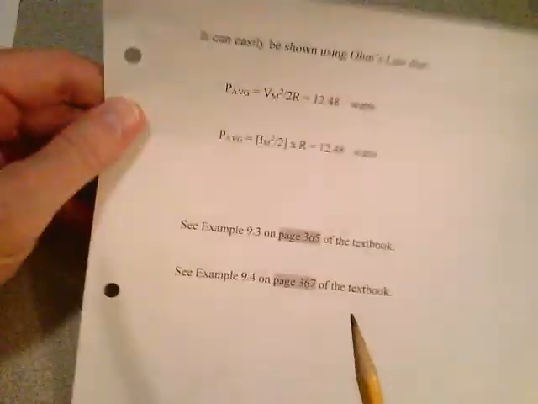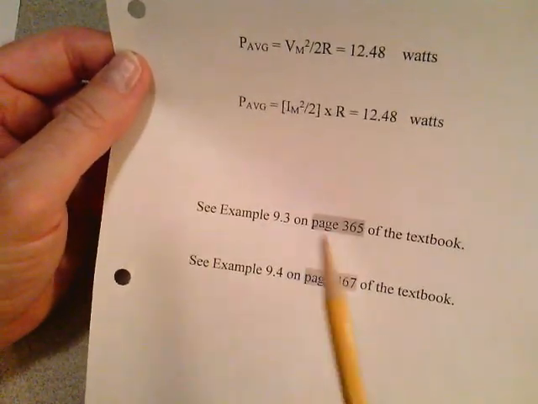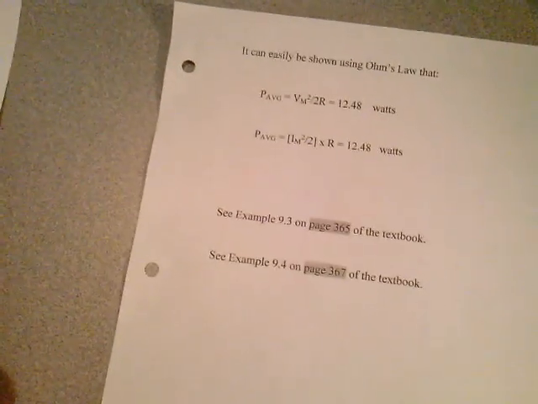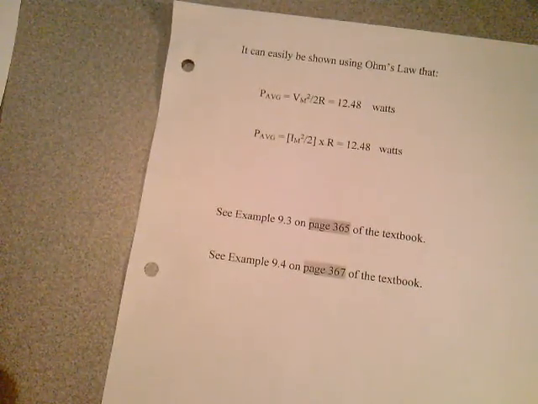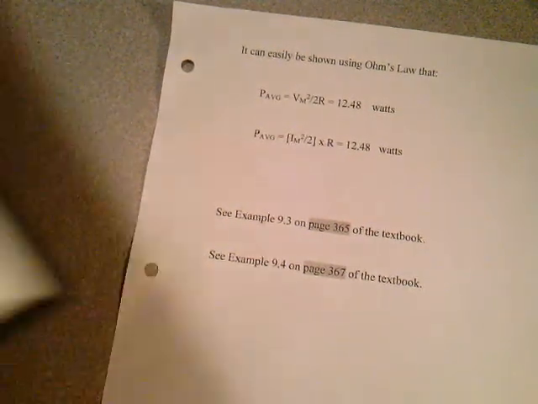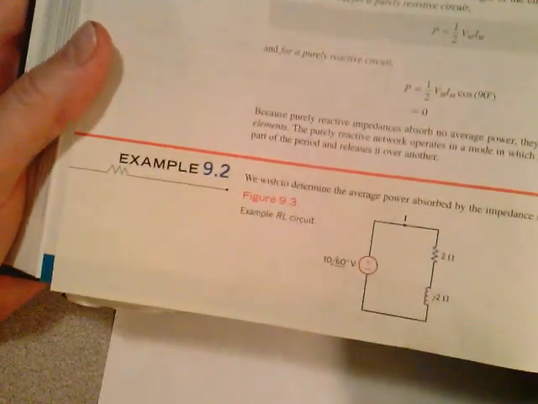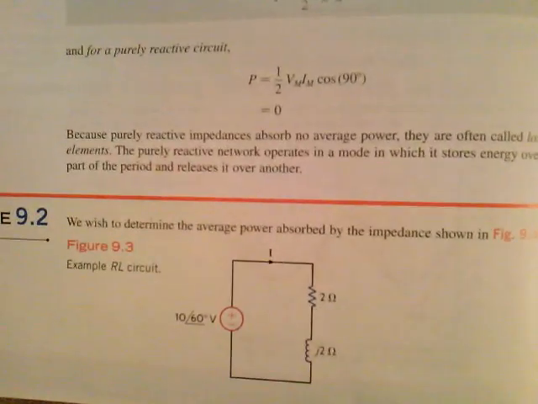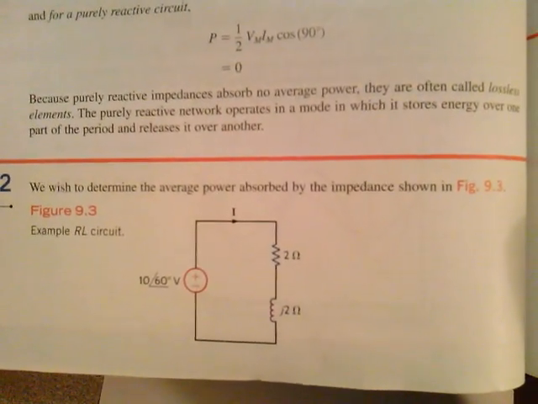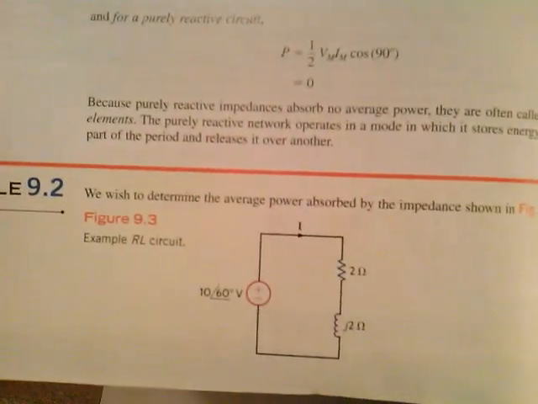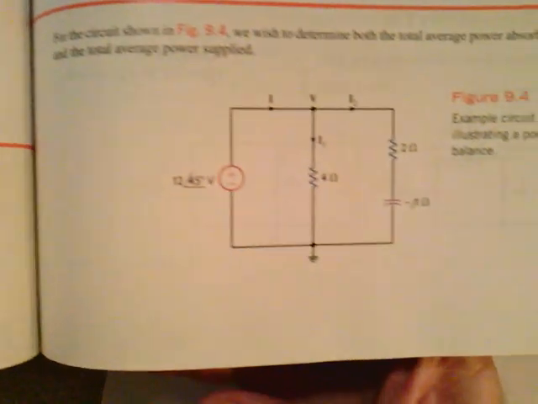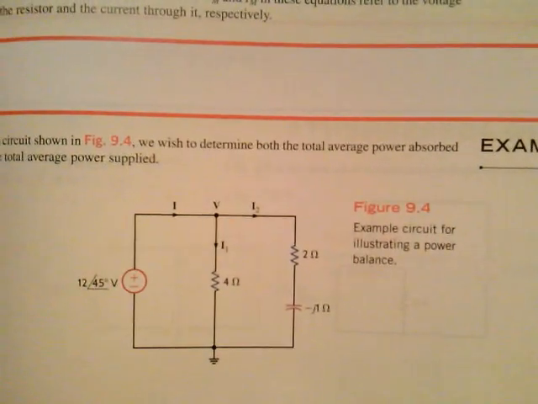In the textbook, there's 2 other examples I want you just to look at, just to make sure you can calculate average or true power. And I'll show you these for those of you that have a different book. There's example 9.2. We wish to determine the average power absorbed by the impedance. Well, you know what? Is that the one we just did? Yeah, that's the one we just did. And I worked it out for you. So let's look at example 9.3. It's this one right here.